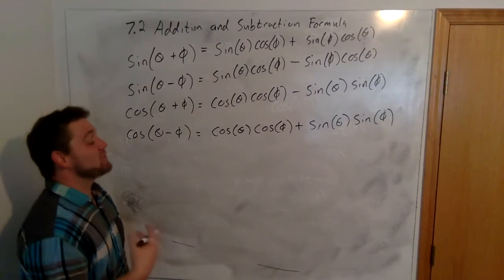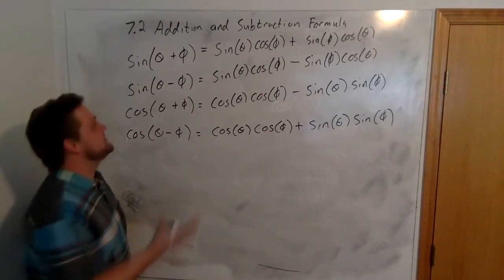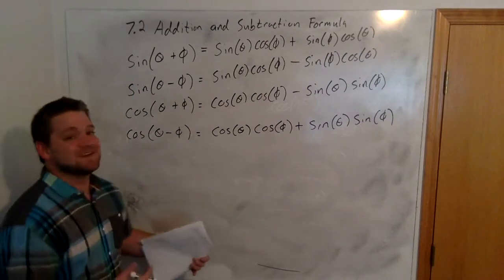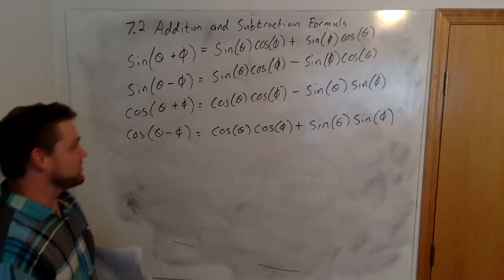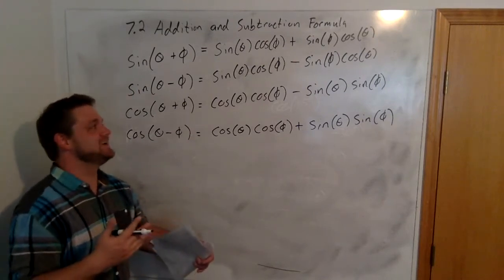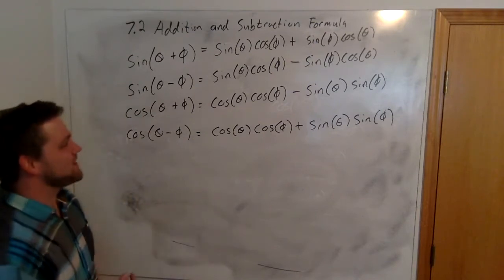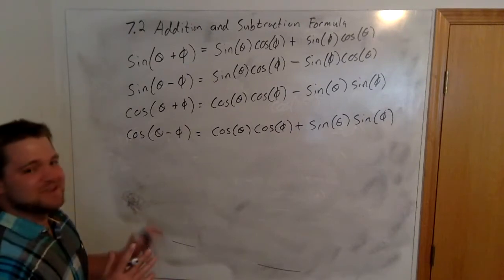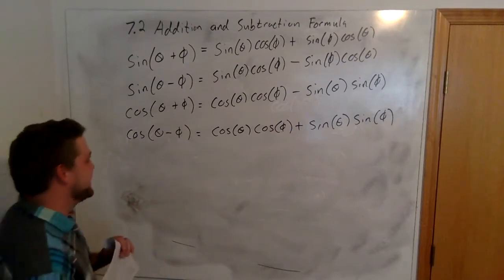And again, those personalities I gave sine and cosine don't just apply to these addition and subtraction formulas. You'll see they'll also apply to the double angle formulas we'll talk about, the half angle formulas, and there are also power reducing formulas we'll talk about, and they still display those same types of personalities.